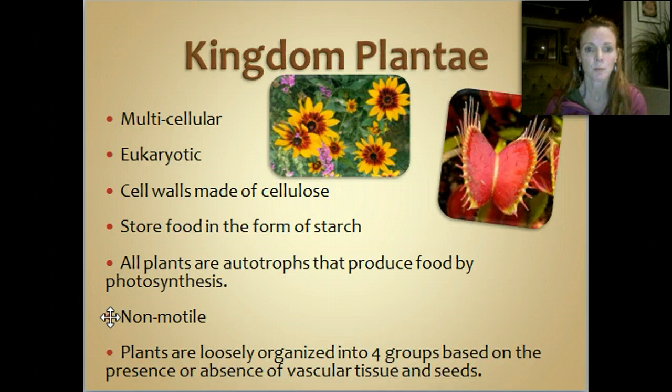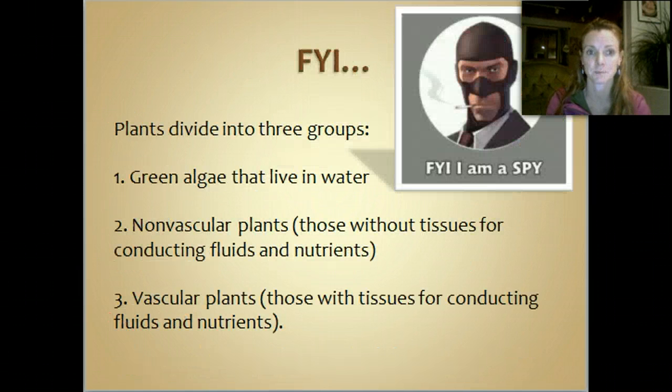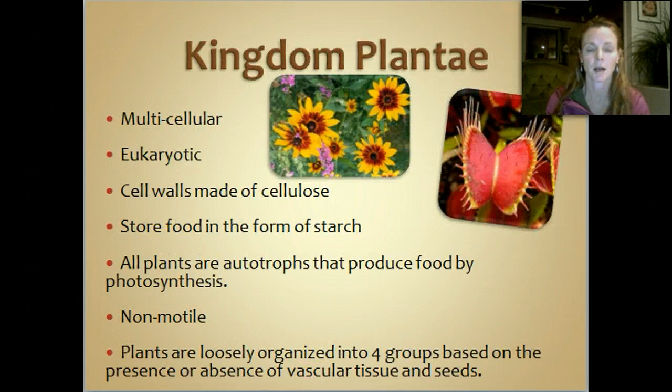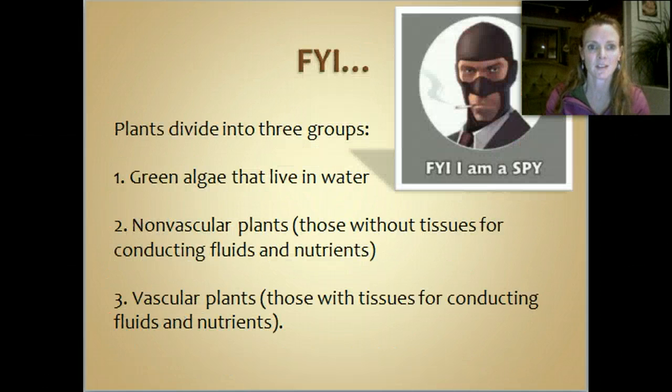So they're non-motile. Plants are loosely organized into 4 groups based on the presence or the absence of vascular tissue and seeds, okay? I want you guys to remember that. We're going to talk about those briefly, and then we'll get into that more in the next unit. FYI, I said 4 main groups, but you're going to hear 4, you're going to hear 3, so it kind of depends on what sort you're talking about. But let's talk about these 3.